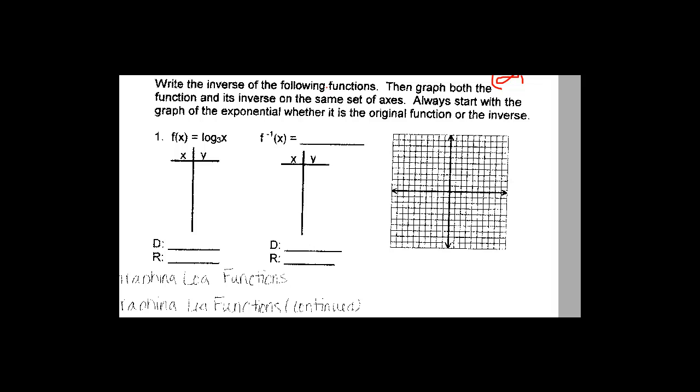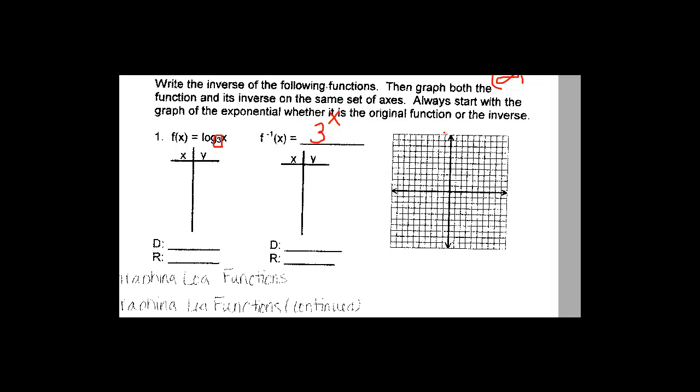So for our assignment, we will write the inverse of the following functions. Then we will graph both the function and its inverse on the same set of axes. Always start with the graph of the exponential function, whether it is the original function or the inverse. So we're always going to start with the graph of the exponential function. The little base, log base 3 of x, becomes my big base of the exponential function. The x becomes my exponent.